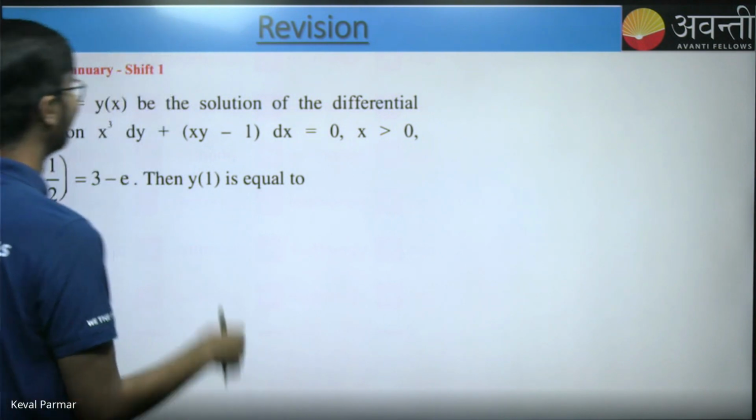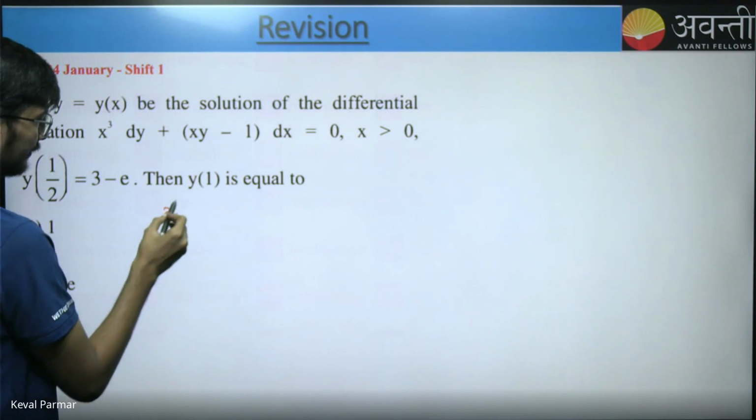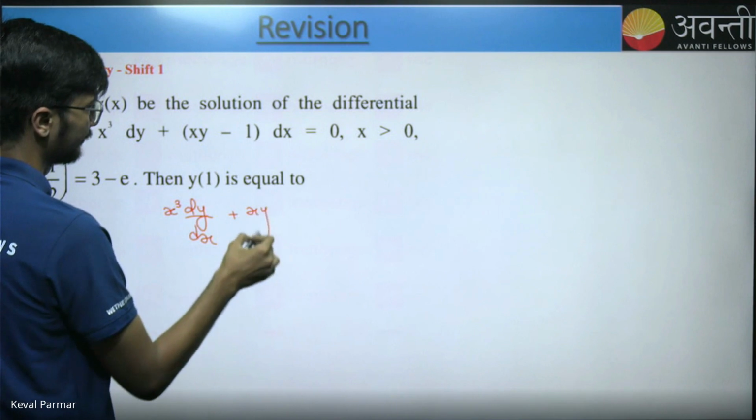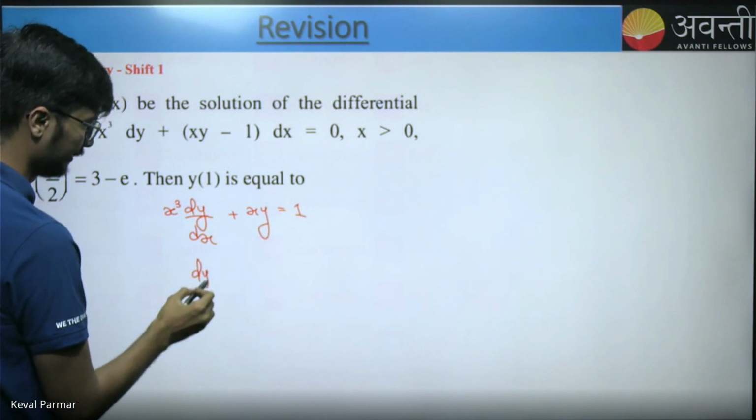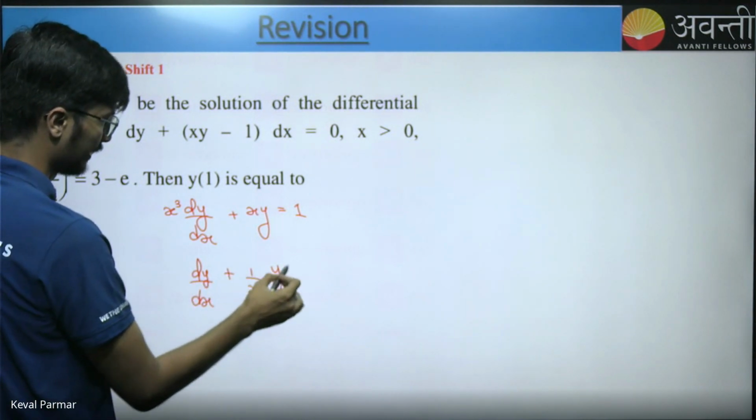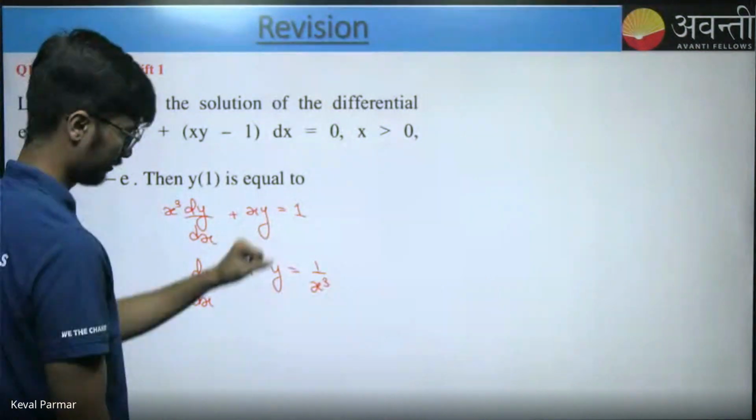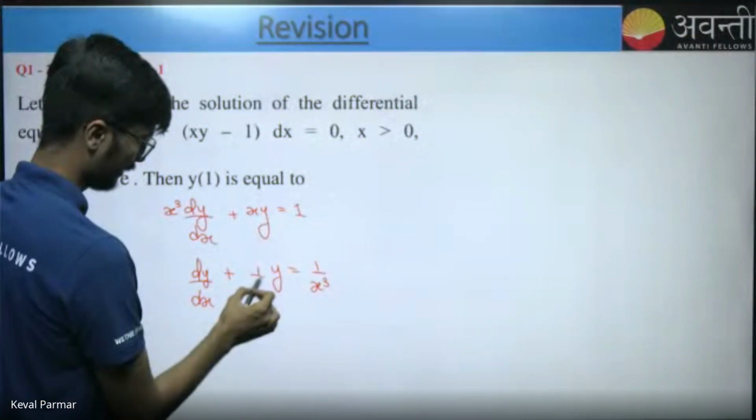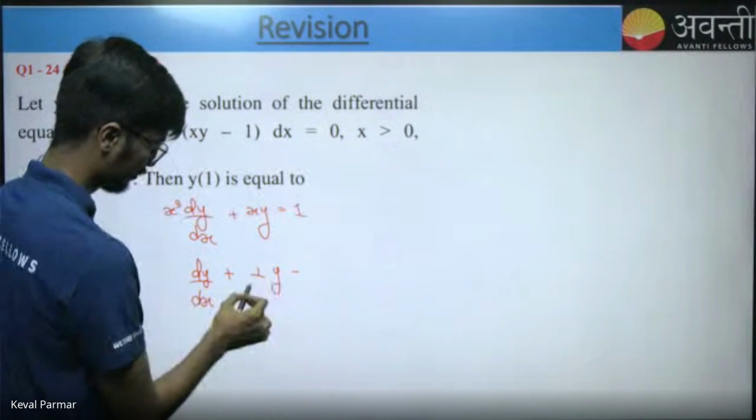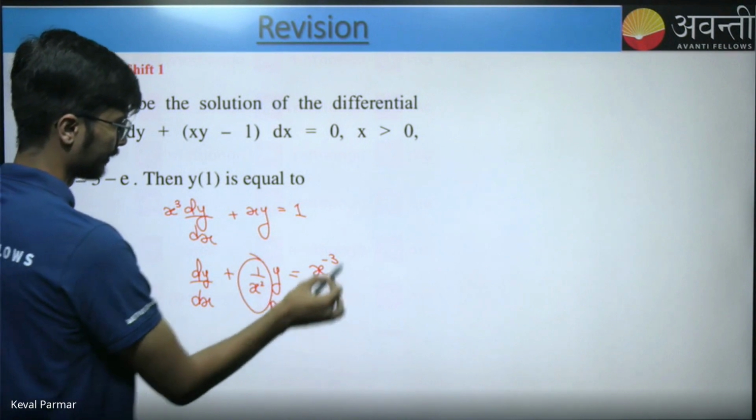As I already told you, the equation can be solved by linear differential equation. So here I can write x cube dy by dx plus xy equals 1. So this will become dy by dx, if I divide by x cube, plus 1 by x square into y equals 1 by x cube, which you can write as x raised to the power minus 3. So this is p, this is q.